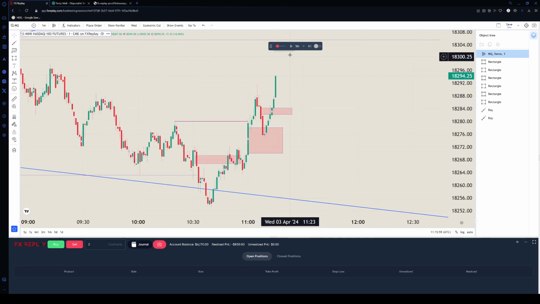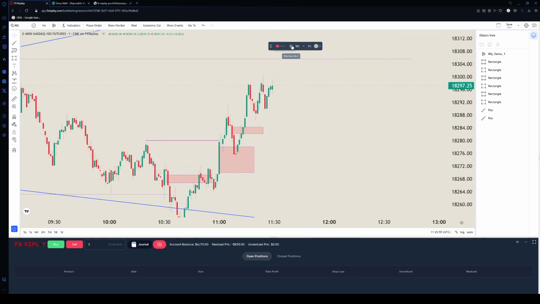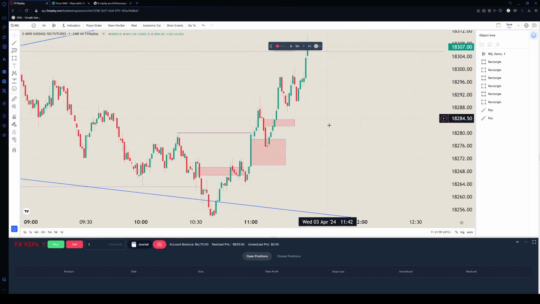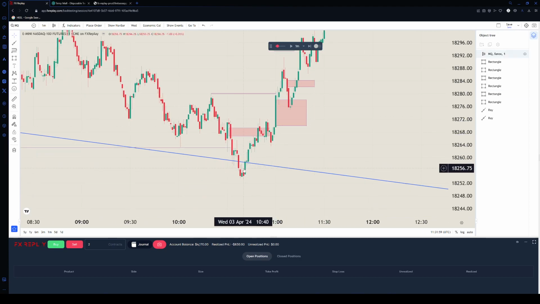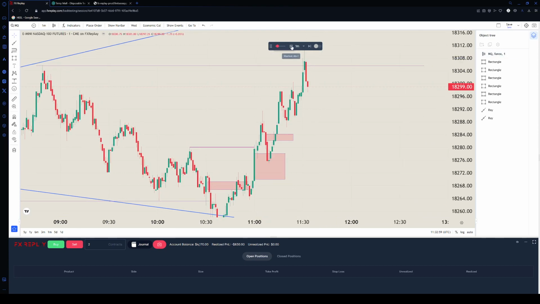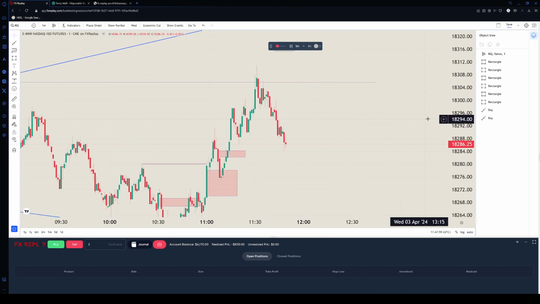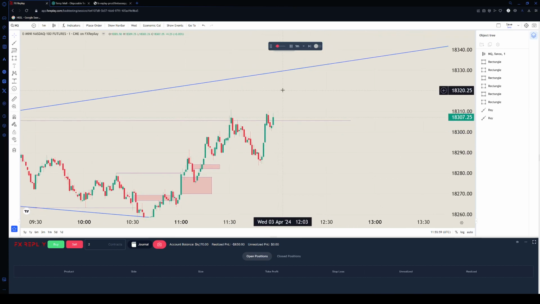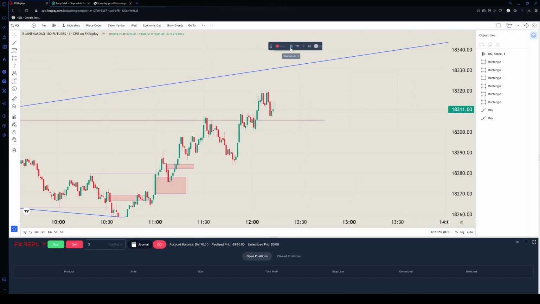Okay, I didn't get to slap the entry long, but out of curiosity, let's just see at this point. Does it do it? It did it. Okay. So that would have been a successful reversal after tapping that. But now, question is, does it tap the very top of the broadening formation? And does it reject it?